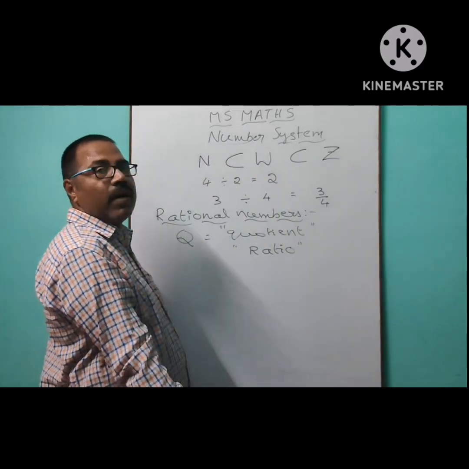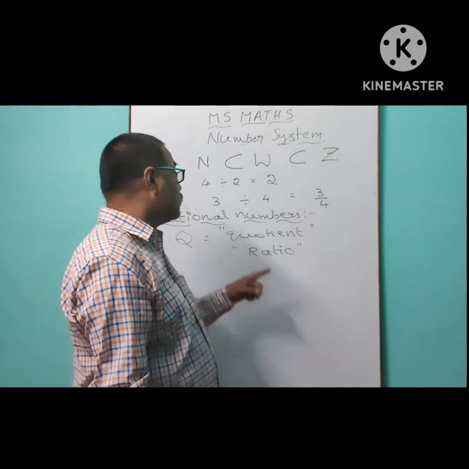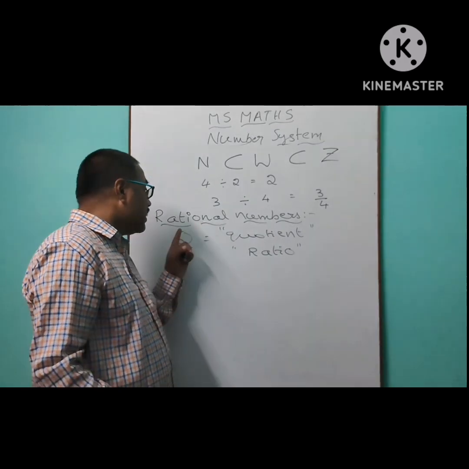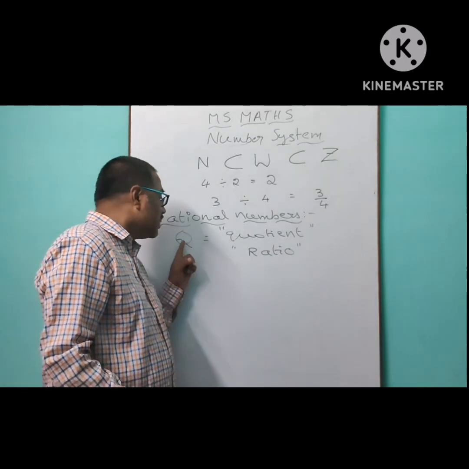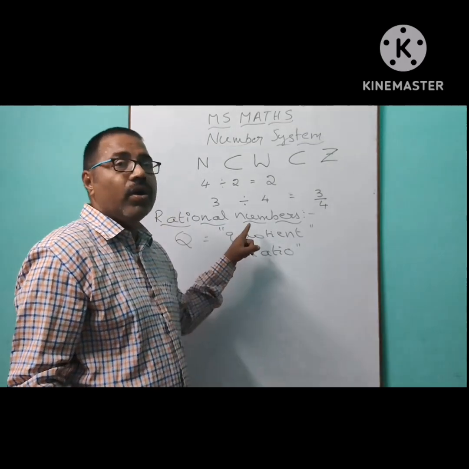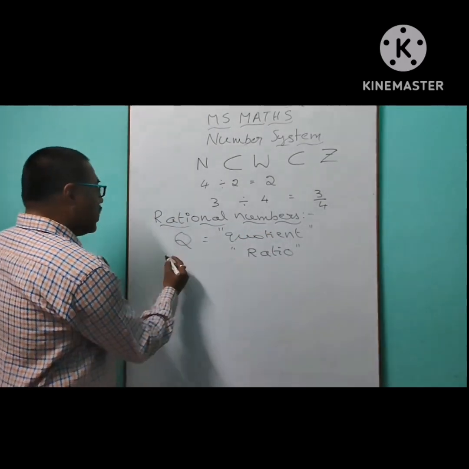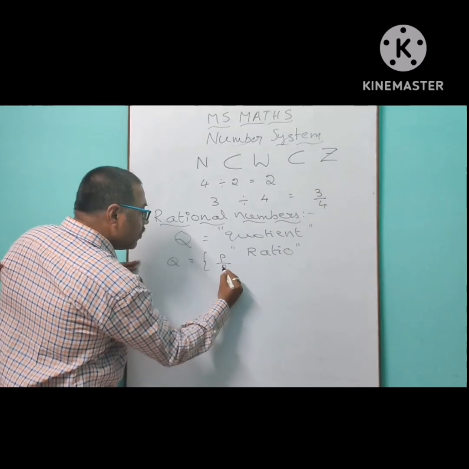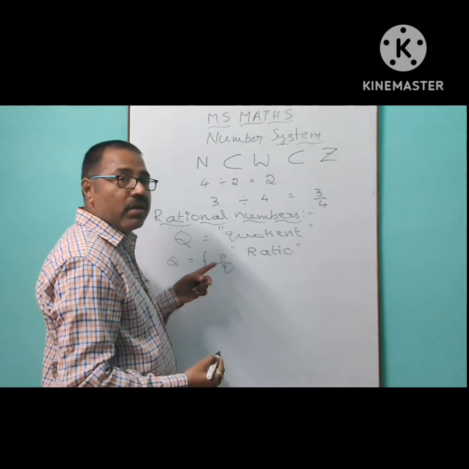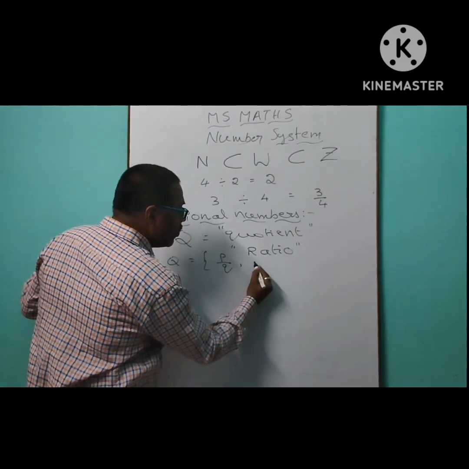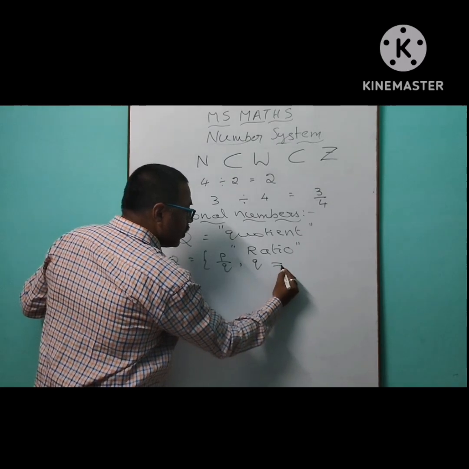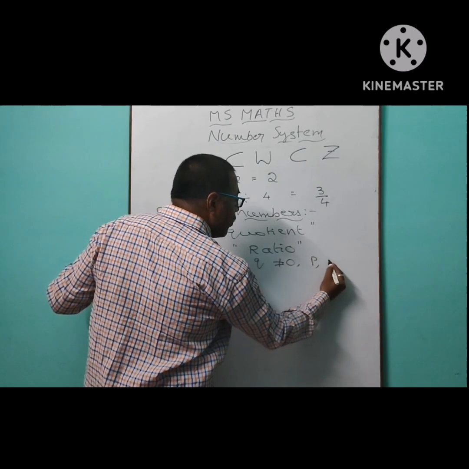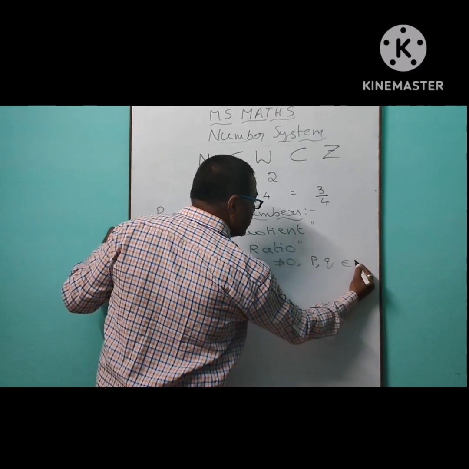The word rational comes from the word ratio. So that's why the system is named rational numbers, and that one is denoted by the symbol Q, since this Q comes from the word quotient. So what are rational numbers? A number which is in the form of p by q, where q not equal to 0 and p, q are integers.